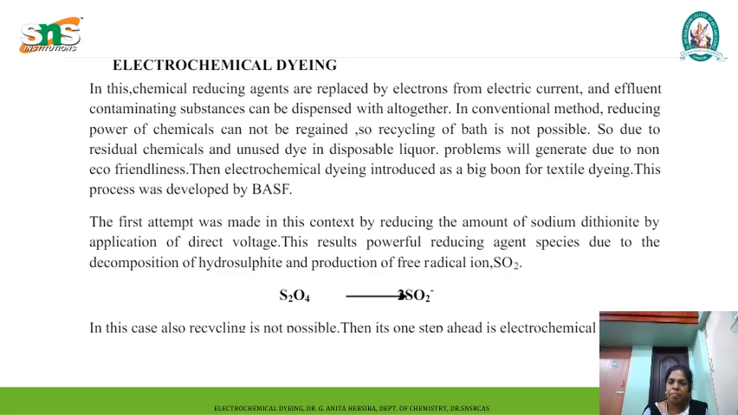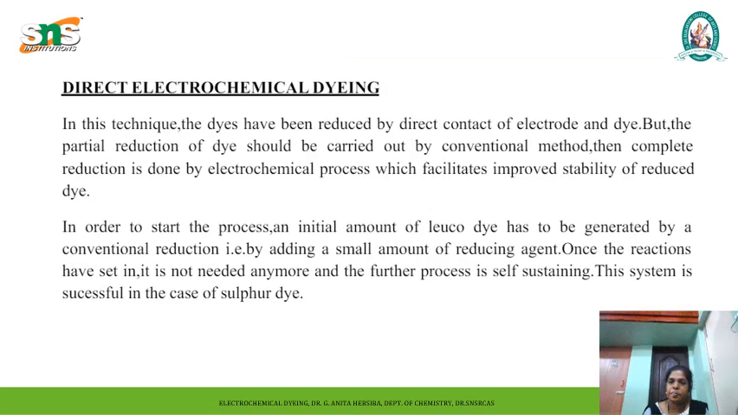This process was developed by BASF. The first attempt was made by reducing the amount of sodium dithionite through the application of direct voltage, that is for sulfur dyes. This results in a powerful reducing agent species due to the decomposition of hydrosulfide and production of the free radical ion SO2-. In this case, also, recycling is not possible. Then it went one step ahead in electrochemical dyeing.